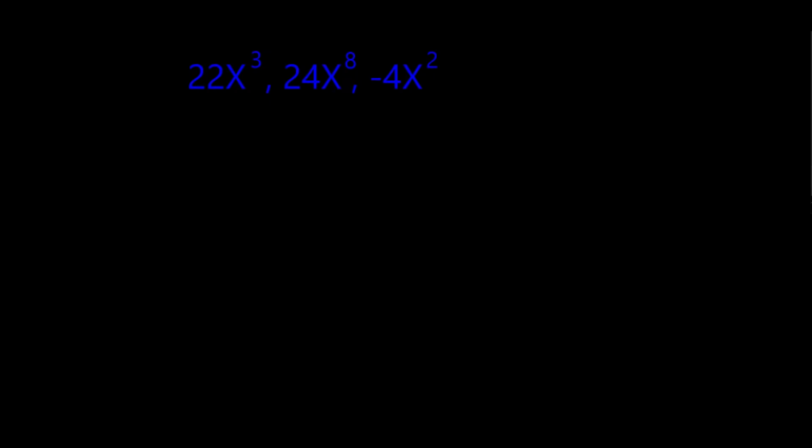We want to find the greatest common factors of these terms. First, we have to find the prime factorization of each of the terms individually. The prime factors of 22 are 2 and 11, because 2 times 11 gives 22. X raised to the power of 3 is simply x multiplying by itself 3 times.